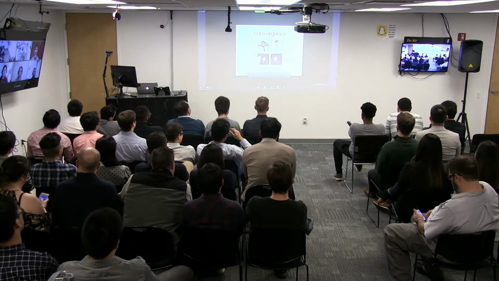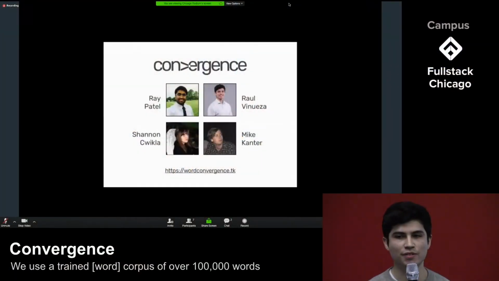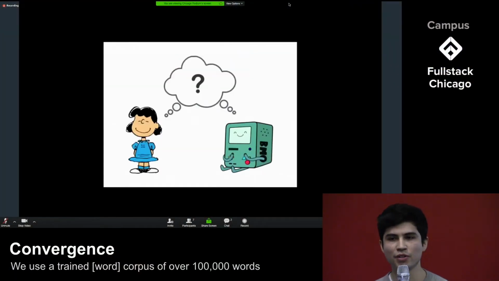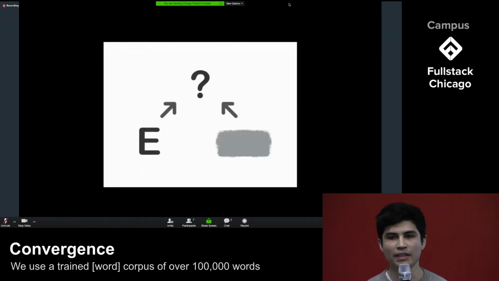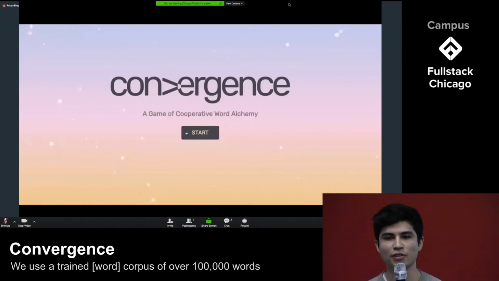My name is Raul. I'm here with my teammates, Shannon, Mike, and Ray. We built Convergence, a word association game where you and an AI try to read each other's minds. As humans, we actually read each other's minds all the time. For example, think of the letter E and the color gray. What animal comes to mind? If it's an elephant, something remarkable just happened. With very little information exchanged, we thought of the same thing. This idea powers our game.